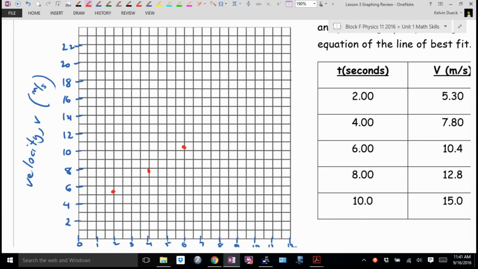What's the next point? Just read it to me. 8, 12.8. 8, 12.8. Going to be a little below 13. Yes, right about there. Hey, it does look like it's kind of sort of forming a line. Looks linear. It's because I cooked the data.